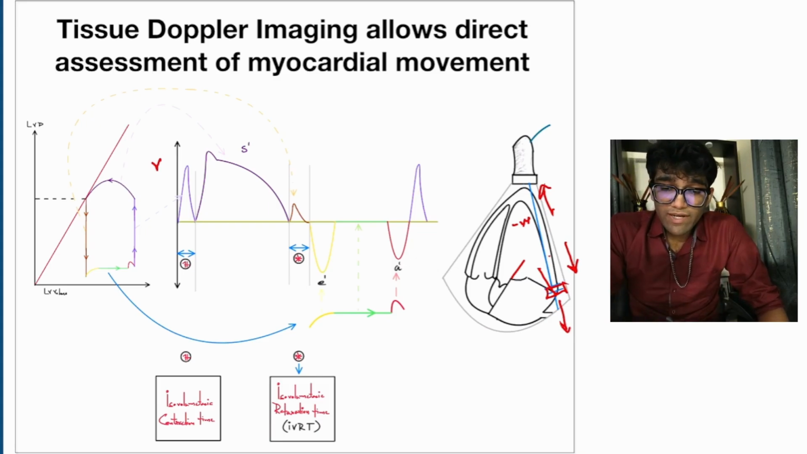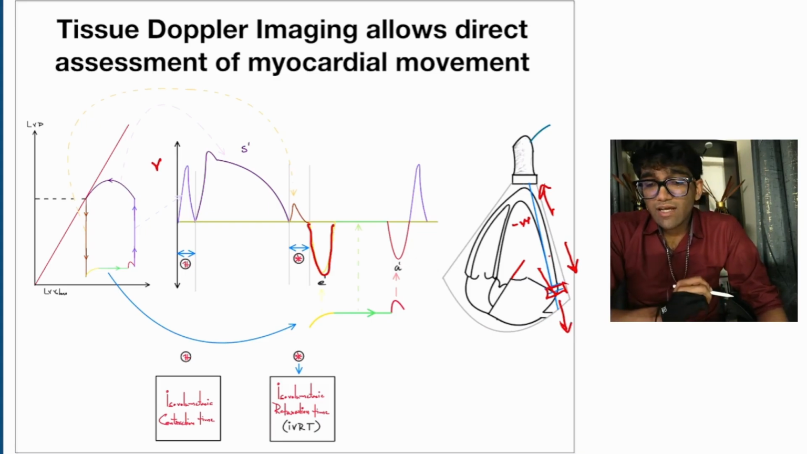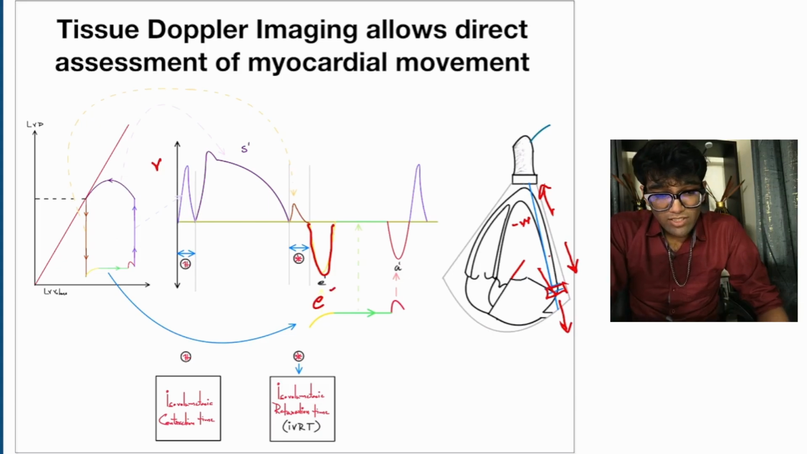So because of that, we end up getting a negative deflection during the early rapid filling. This is very important. It is negative, unlike our E wave. So this wave is what we call the E prime wave. I've actually enlarged the diastolic portion of our pressure volume curve and put it here. So this corresponds to the early rapid filling. It's color coded in the same way, yellow for early rapid filling.